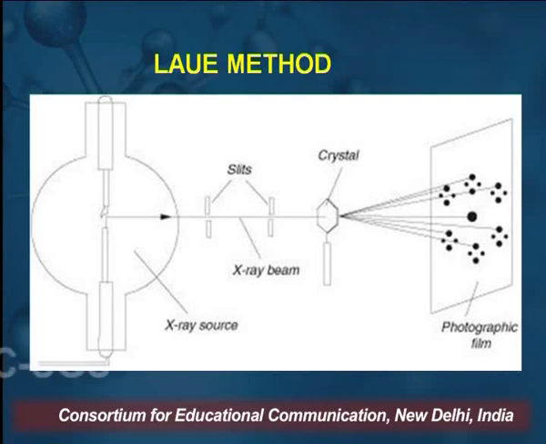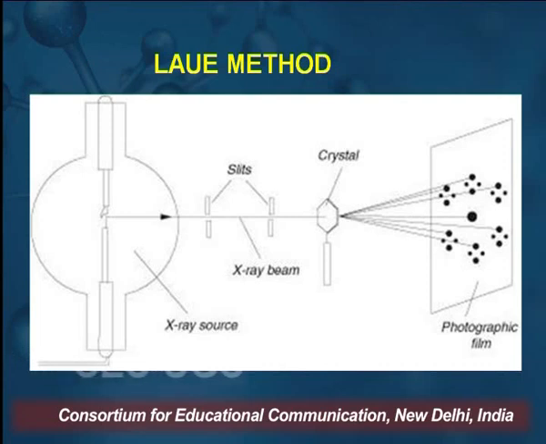X-rays pass from the slit and fall upon a crystal, and from the crystal they are diffracted and give the pattern on the photographic film, which represents the symmetry and geometry of a particular crystal. So this is the Laue method.